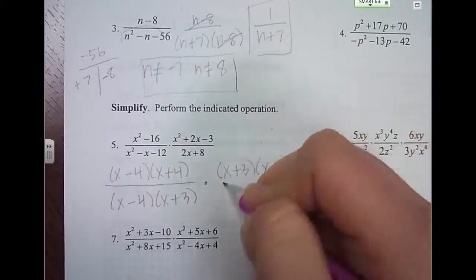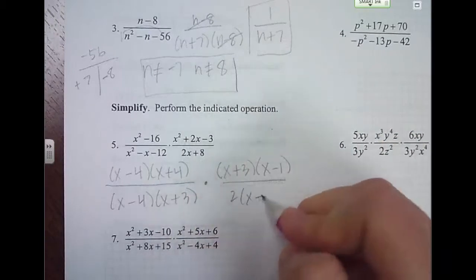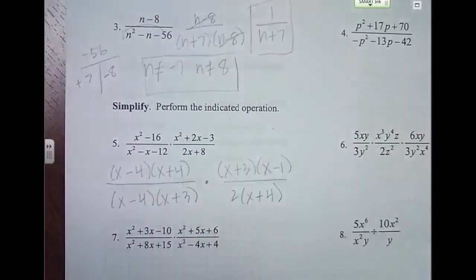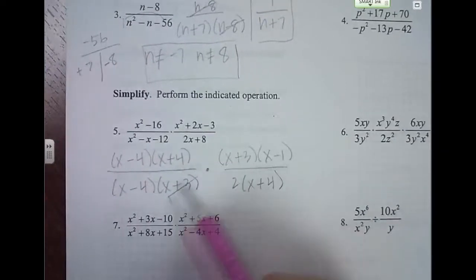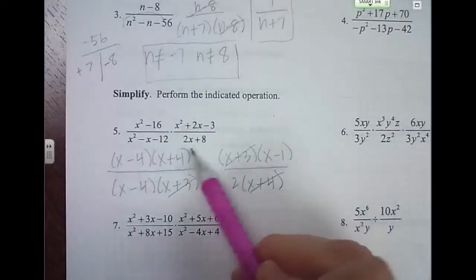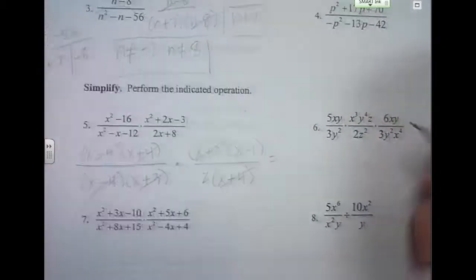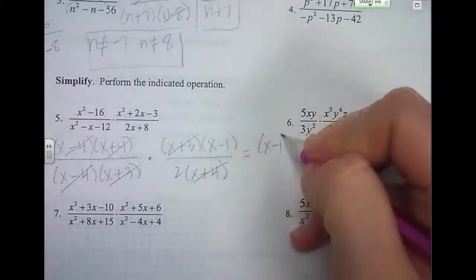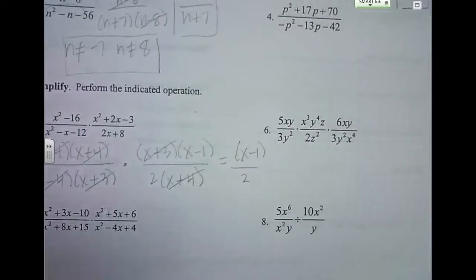minus 1, over, and right here I can just take out a GCF of 2, so I have x plus 4 left. So now cross out things that are common on top and bottom only, x plus 4, x minus 4, and that's all. So the leftovers, we have x minus 1 over 2. And that would be our answer.